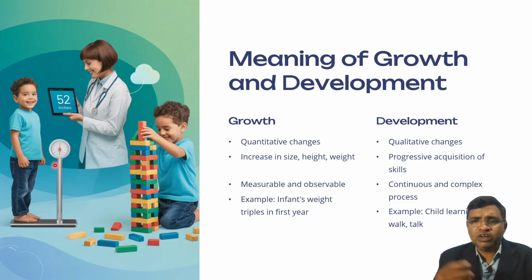Then it comes to the development. It is a qualitative change. It is the progressive acquisition of skills. It is a continuous and complex process. Example: a child learning walking, talking, behaving and imitating others. Okay, so broadly speaking, all those come under development.